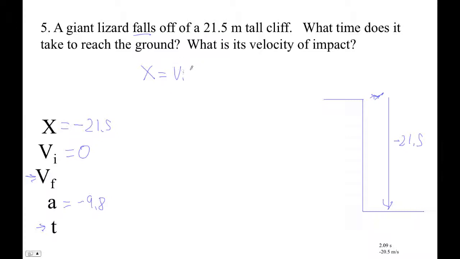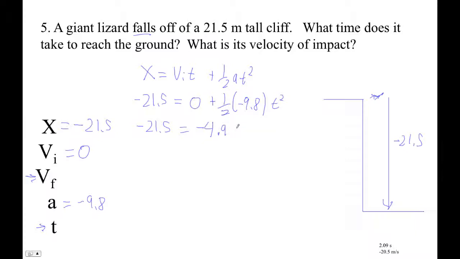x is v_i t plus 1/2 a t squared, right? So negative 21.5 equals 0, because the initial velocity is 0. 0 times anything is 0, so it doesn't matter, right? Plus 1/2 times negative 9.8 times t squared. So negative 21.5 equals, and then half of 9.8 is negative 4.9, t squared, right?